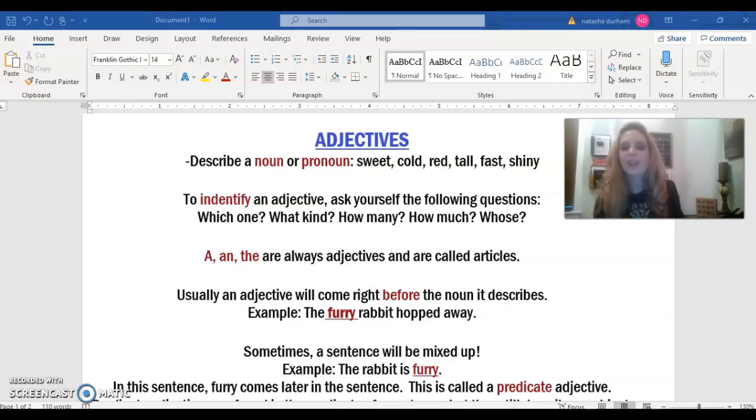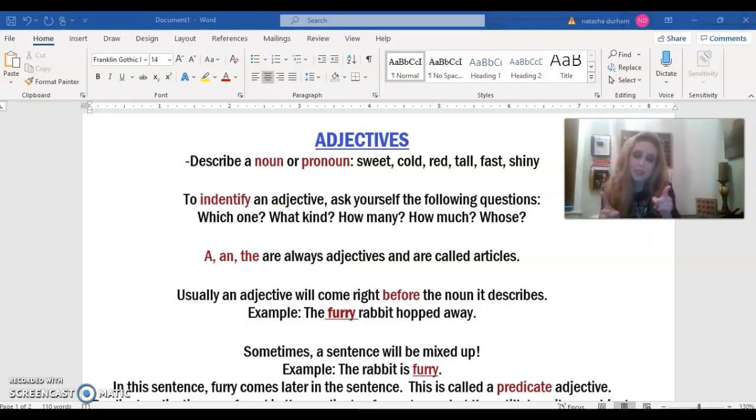Now, when we are trying to locate an adjective in a sentence, usually the adjective will come right before the noun that it describes. So let's take a look at an example. The furry rabbit hopped away. What's our noun in the sentence? Rabbit, okay? Well, what kind of rabbit? Furry, right? So furry is describing rabbit. Furry in this sentence comes right before rabbit, okay?